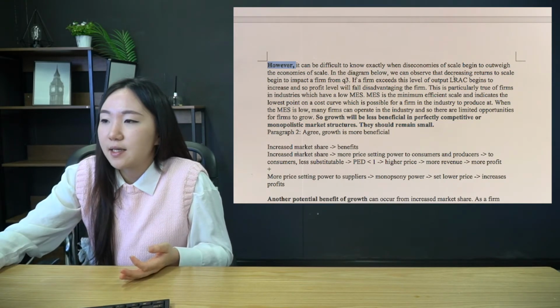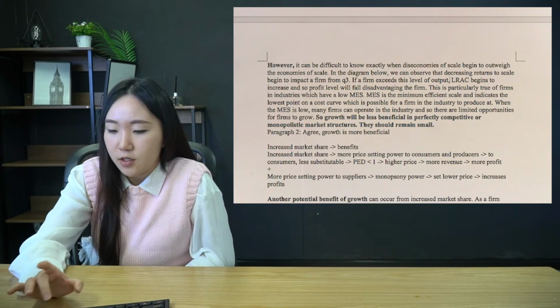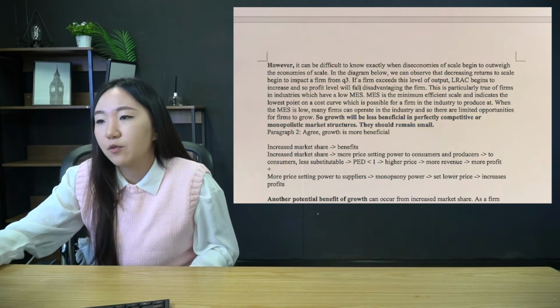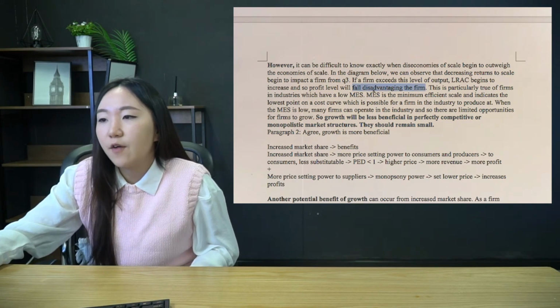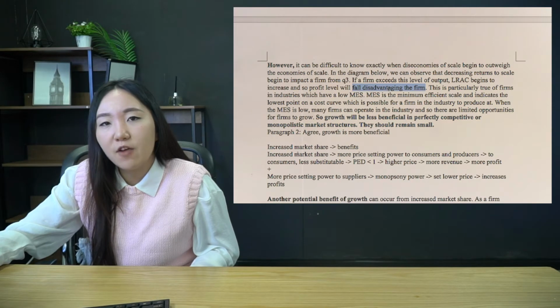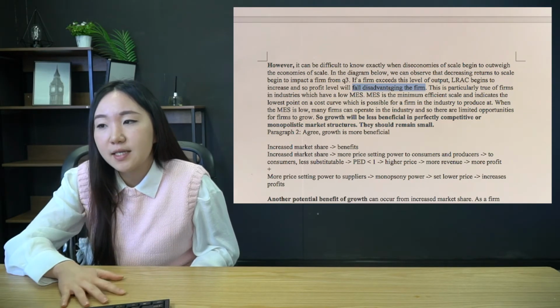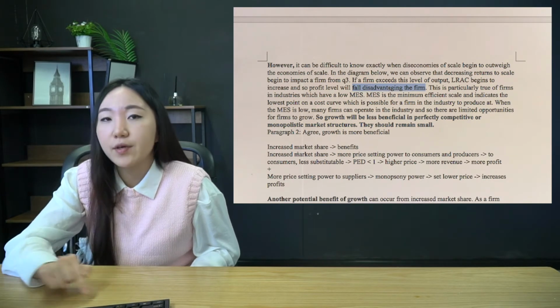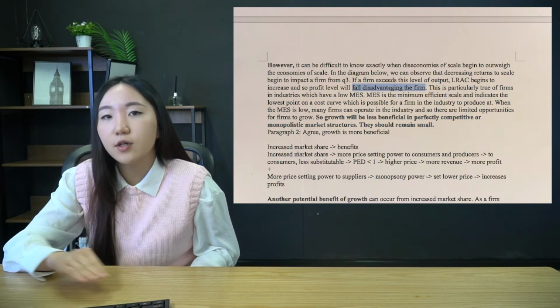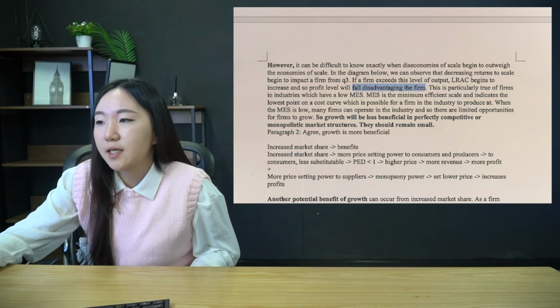If a firm exceeds this level of output, LRAC begins to increase and so profit level will fall, disadvantaging the firm. This is quite awkward language, but I've put that in purposefully so that the examiner can see I am arguing the other side, okay? I am saying this is not a benefit. This is particularly true of firms and industries which have a low MES.